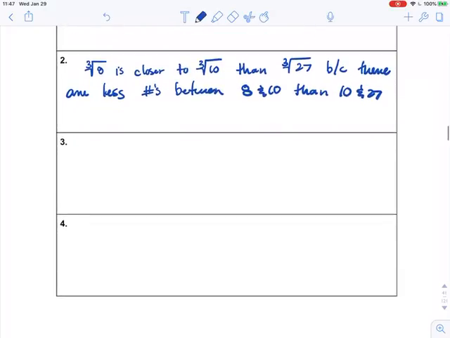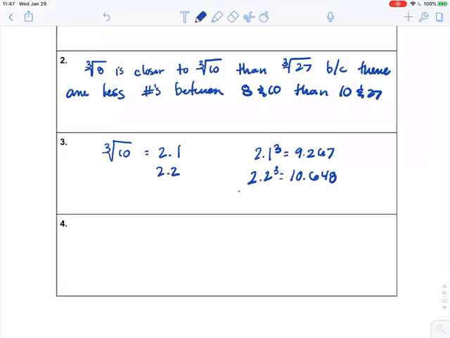Number 3 says, without using a calculator, estimate the value of cube root 10. Okay, cube root 10. I would say probably 2.1, maybe 2.2, and I would just check it, multiply them. So 2.1 cubed is going to be 9.261, and 2.2 cubed is about 10.648, okay? So this one's really close.